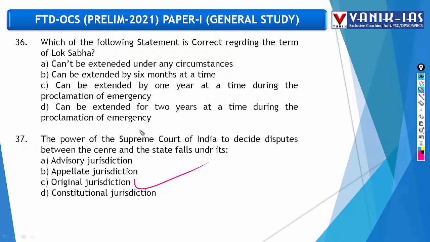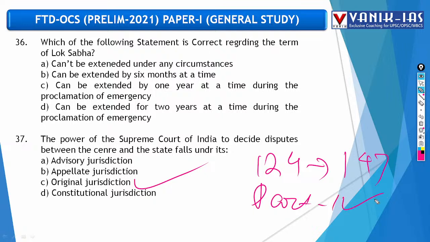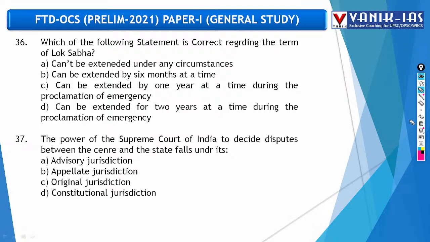It has original jurisdiction. Original jurisdiction means any conflict between the states, or states and the centre, or a group of states. This is original jurisdiction. And the Supreme Court is covered in Article 124 to Article 147. Sorry, it is not part 4, it is Part 5, Chapter 4.